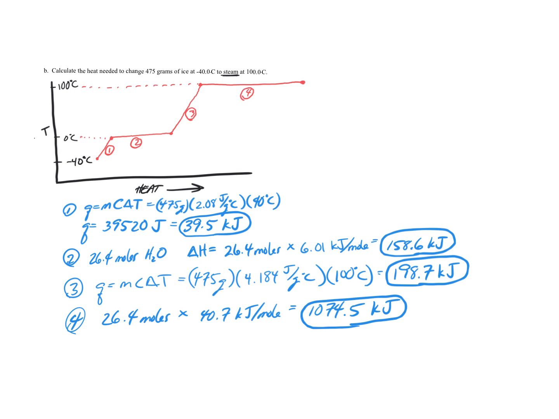We have 475 grams of water. This is the specific heat of liquid water. The water changed temperature from 0 to 100, so that's 100 degrees Celsius. So this is the number of kilojoules. For the fourth part, where we're converting liquid to all steam, we have 26.4 moles of water. Each mole is going to require 40.7 kilojoules. So that is that many kilojoules.